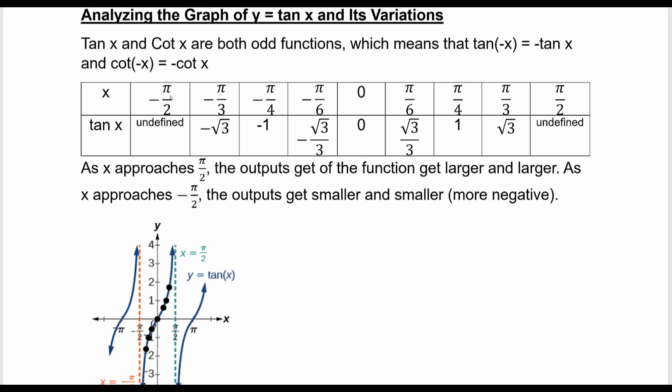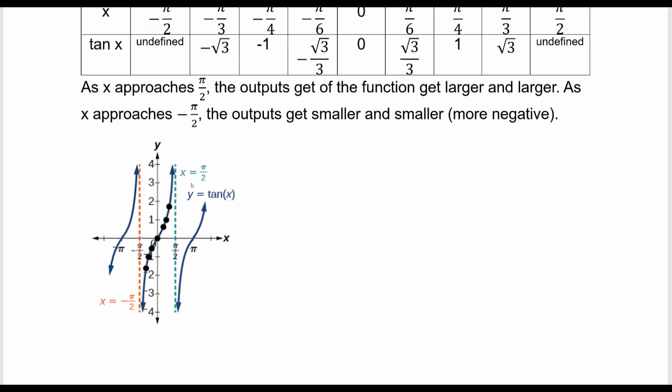It's undefined at negative pi over 2 and at pi over 2 because it's sine over cosine, and cosine is 0 at pi over 2 and negative pi over 2. And so we get these values for negative pi over 3, negative pi over 4, negative pi over 6, 0, pi over 6, pi over 4, pi over 3, up to pi over 2. At pi over 2 and negative pi over 2, here's a graph. You see we'll have these vertical asymptotes, so we get this kind of a curve. That's our curve. It approaches these asymptotes.